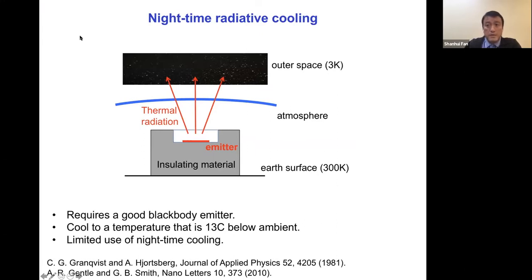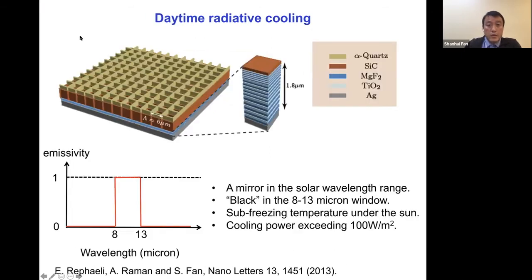For cooling purposes, of course, it will be more interesting if you can do it during the hotter time of the day, which is during the daytime. Now, for daytime radiative cooling, you will need to do quite a bit more engineering. Since the sun provides the heat source, what you would need to do is to have a mirror that reflects all the sunlight, but nevertheless has a strong emissivity peak in the 8 to 13 micron window in order to retain the cooling capability.